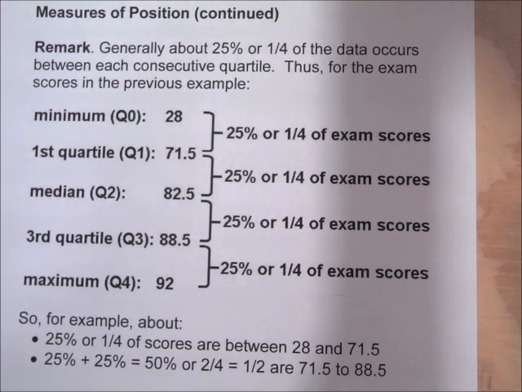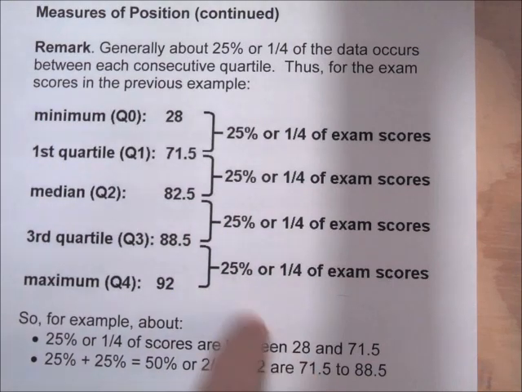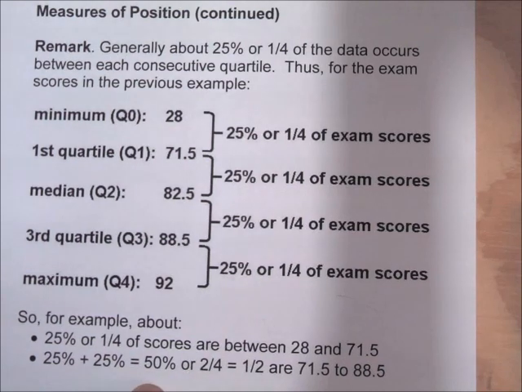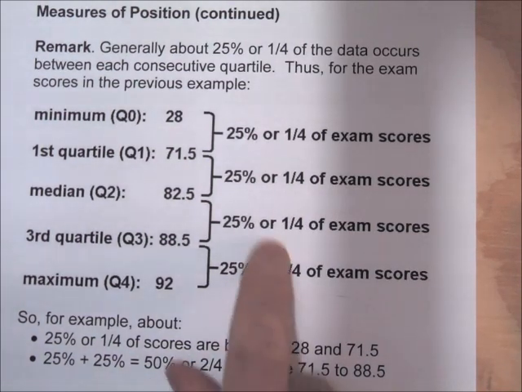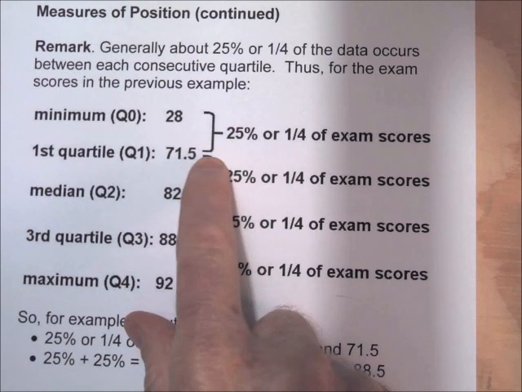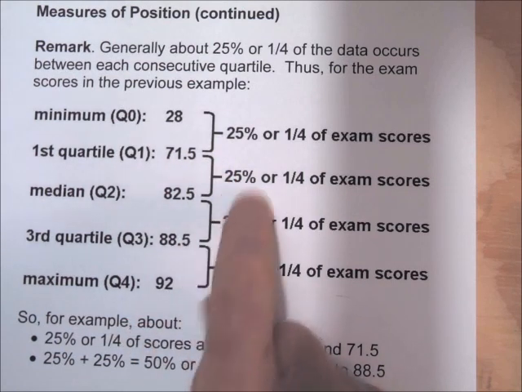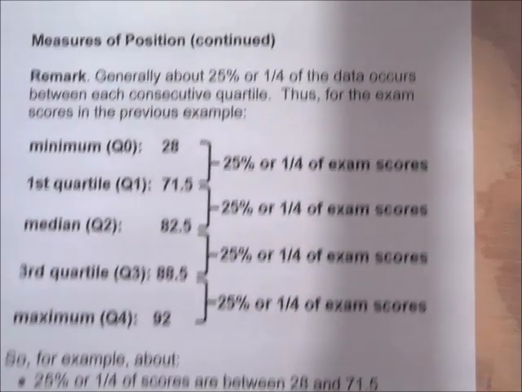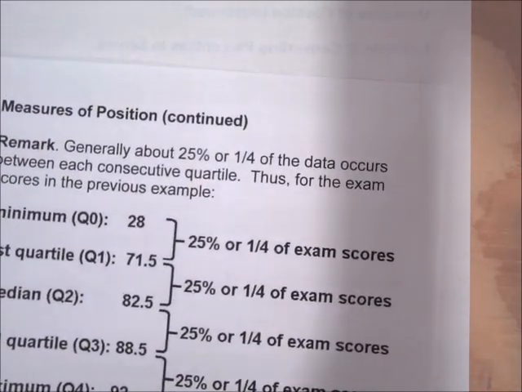So the book might ask you, for example, what percent of the exam scores are between 28 and 71.5, and the answer would be 25%. Or they might say, what percent of the exam scores are between 71.5 and 88.5? Well, that would be 25 plus 25%, or 50%. So anyway, you might see some of those types of questions in WebAssign.